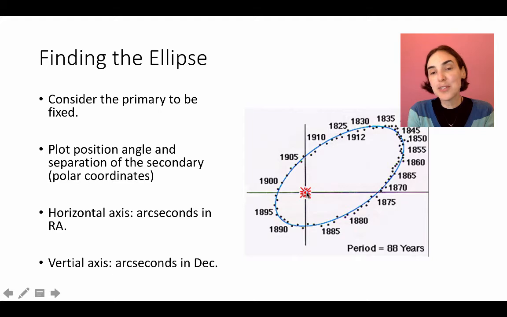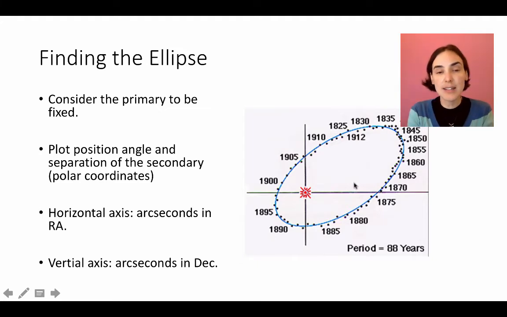And what we do is we plot the position angle and the separation of the secondary star relative to the primary star. So we're kind of using polar coordinates for this because we're just saying, what's the angle and what's the distance apart that the two stars are.